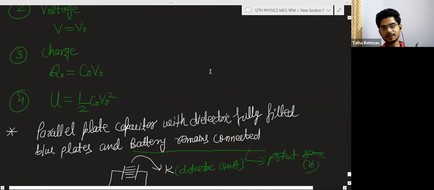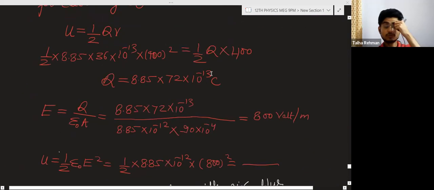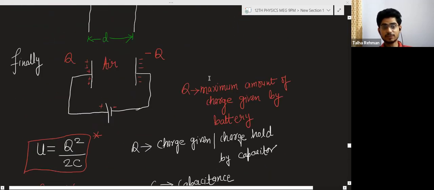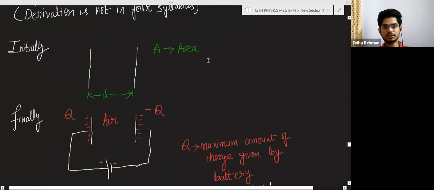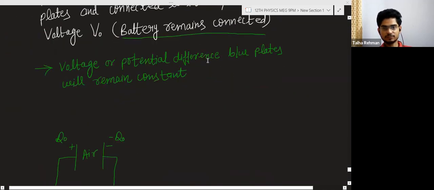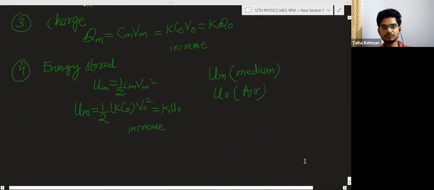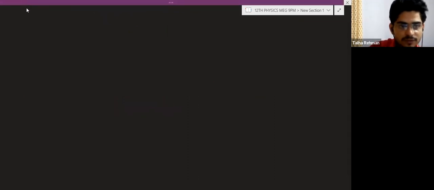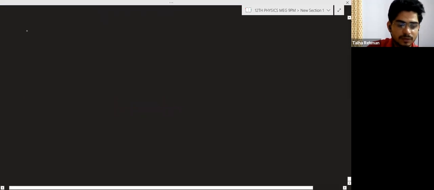If you are not getting it, then what is the use of this class? Actually, I am a little bit fast in today's class, because these are easy things, so we can do them fast. So now there is another thing. Parallel plate capacitor.